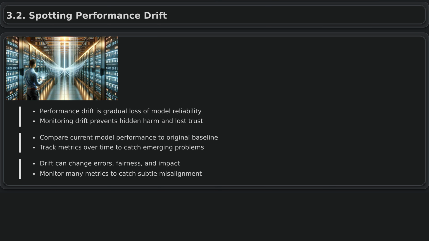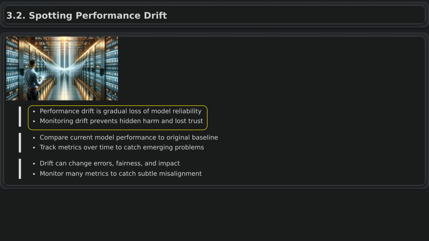Spotting performance drift. Performance drift occurs when a model's effectiveness slowly declines, making its predictions less accurate or less fair over time. This change can be subtle and dangerous, such as a credit scoring model that once predicted loan defaults well, but becomes unreliable as economic conditions or customer behavior shift.